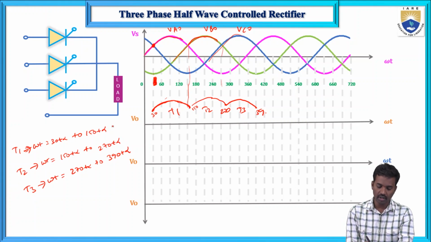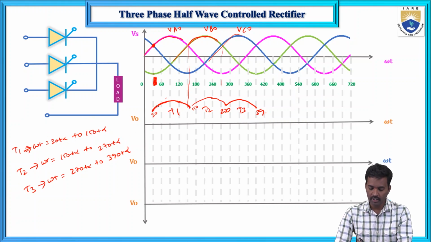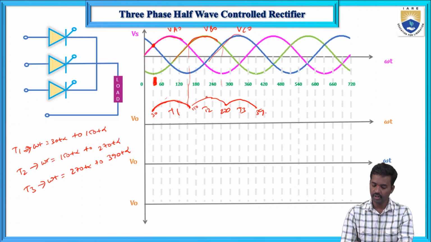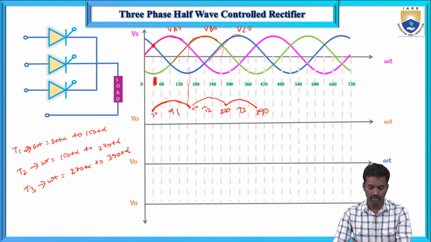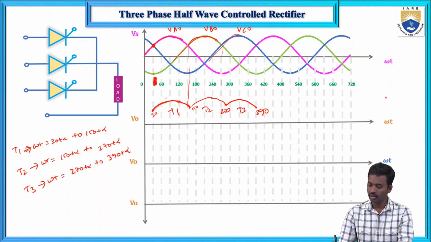So for the T1 thyristor, here alpha equals 0, it is the same as the diode. Alpha equals 0 means it starts conducting from 30 to 150, and from 150 to 270, and 270 to 390 duration. So here 30 to 150 the T1 diode will conduct, 150 to 270 the T2 diode will conduct, and 270 to 390 the T3 diode will conduct. So now this is for R load, for 30 degrees duration.